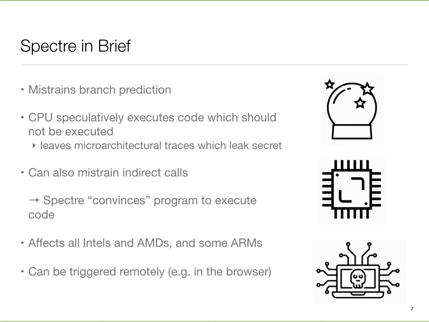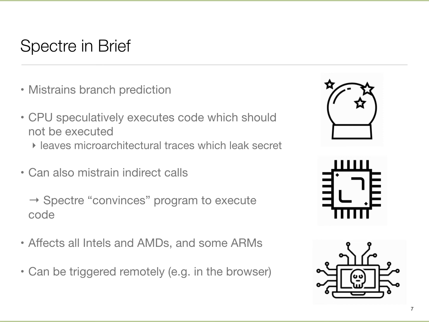So essentially, Spectre gets a program to execute code which it should not execute. And again, it affects most processors, and this one can be triggered remotely through code in the browser. So these were the two ones, and like I said, since then there are a whole bunch of things that have emerged.